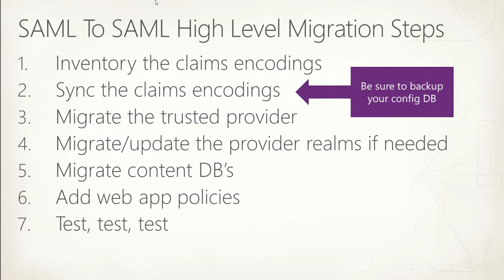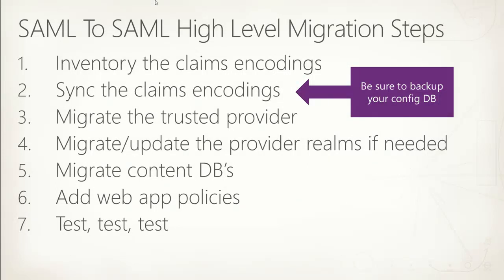At a very, very wavy hand, high level, this is what you're going to be doing for SAML to SAML. Just breaking down the process here step-by-step. Inventory the claims encodings in one of the methods that I mentioned. You're going to sync the claims encodings using one of the methods I mentioned. You'll migrate your trusted provider in your realms. Migrate your content databases. If you're using SAML to SAML, in your case, you're just going to detach and reattach. And underneath the covers, since it's already configured, that web app that you're attaching it to is configured for SAML.